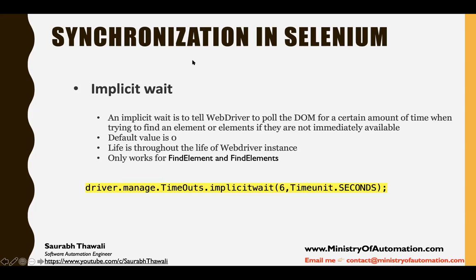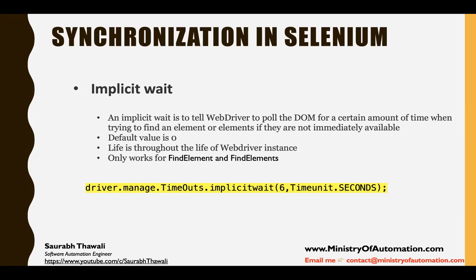An implicit wait is basically telling a web driver to continuously poll the DOM, document object model, basically your HTML given by a browser, for a certain amount of time to keep trying the find element or find elements if they are not immediately available. So what I'm telling the browser is, hey, if I'm trying to do driver.find element, and you are not able to find the element at the first attempt, don't just throw me the no element found exception.